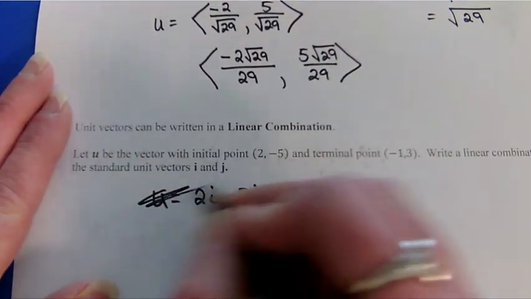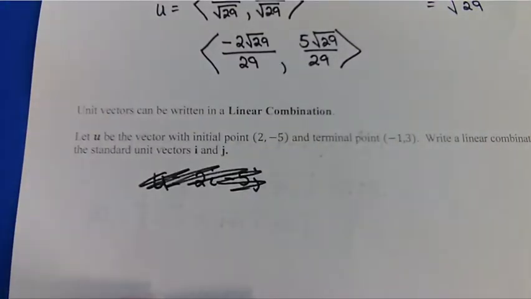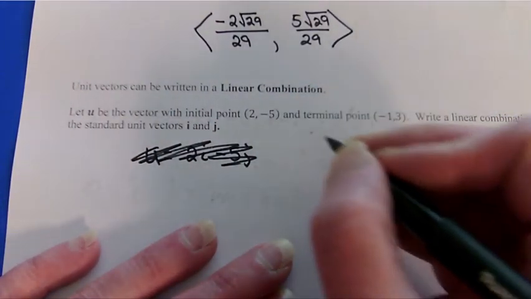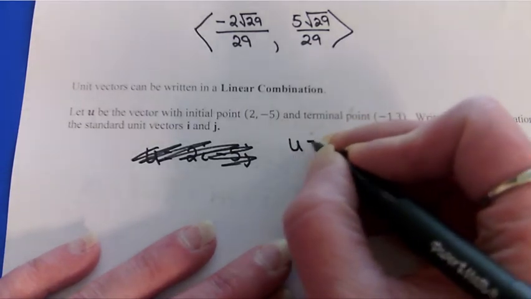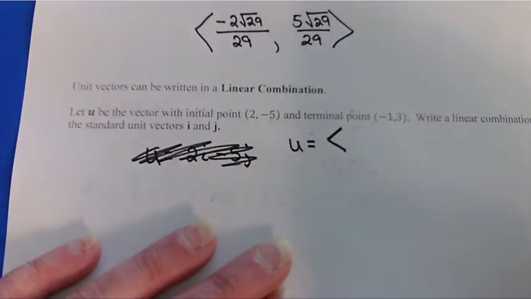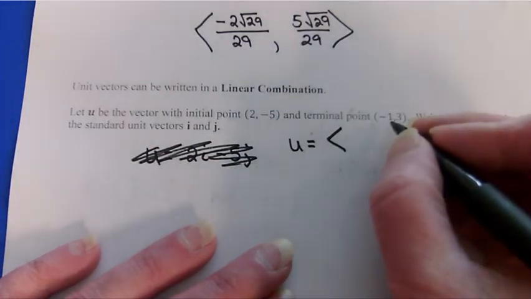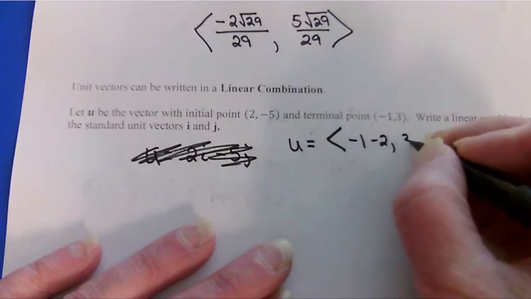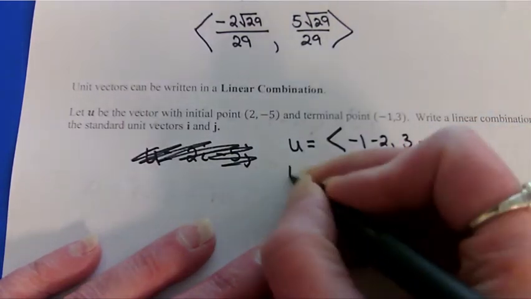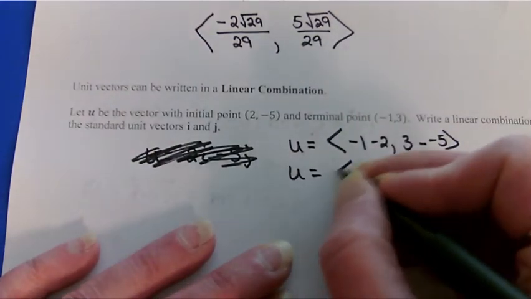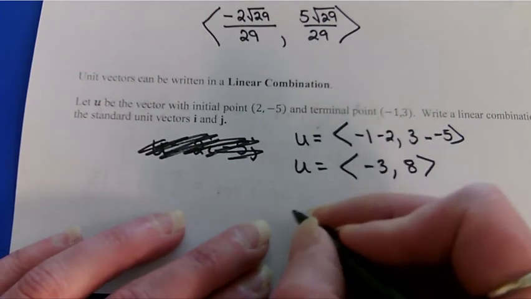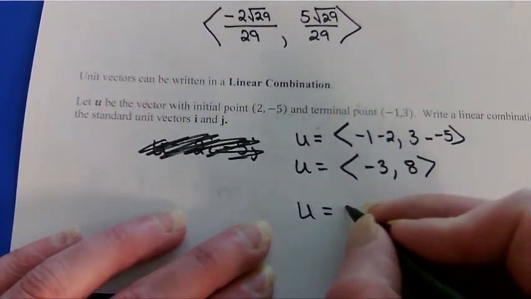Oh, whoops. I can't do that. Oh my goodness, I first have to find my component form. Oh, that's what I did wrong. My component form, my vector, is going to be the terminal minus the initial. So x minus x, so -1 minus 2, and then 3 minus a -5. I first have to find that. So my horizontal distance and my vertical distance. Now I can write it as a linear combination.